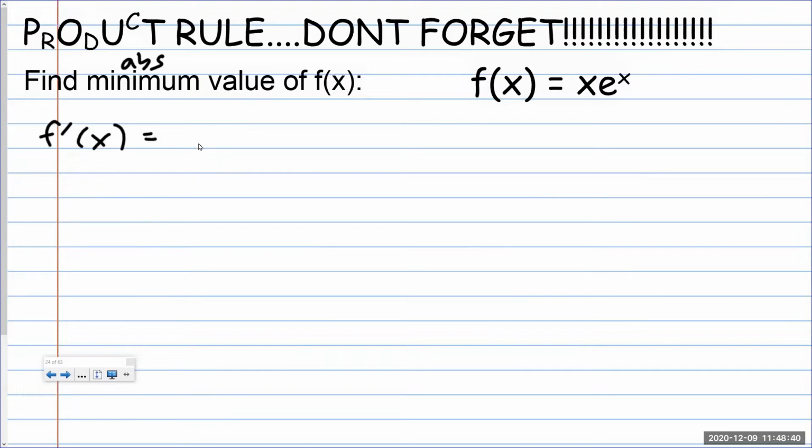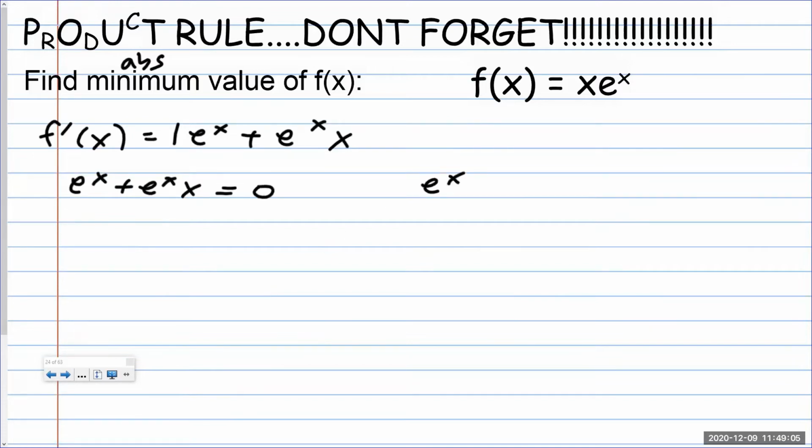So we're going to take the first derivative. Do you guys see this is product rule? It'll be the derivative of the first times the second plus the first times the derivative of the second. The derivative of e to the x is e to the x, times 1 times the first. Is everybody with me so far? Okay, so the first derivative is e to the x plus x e to the x.